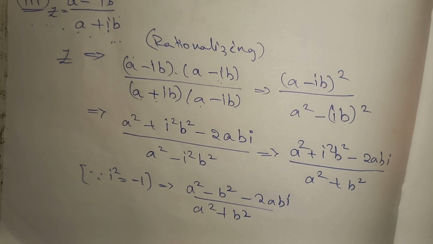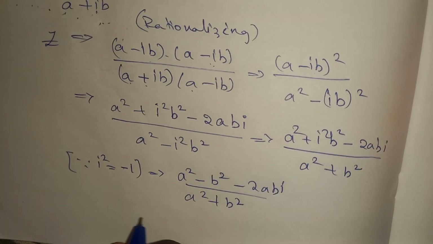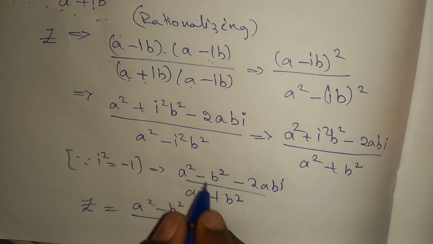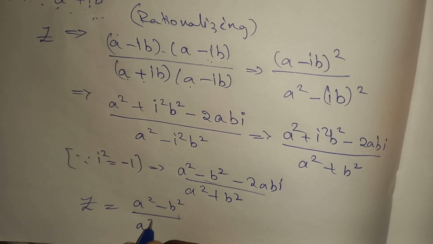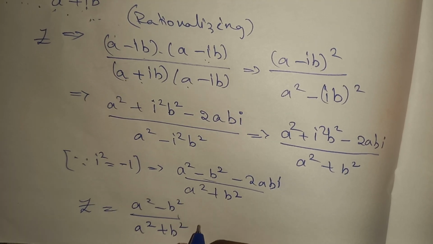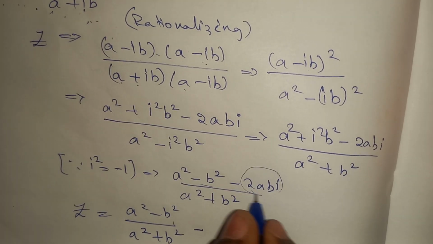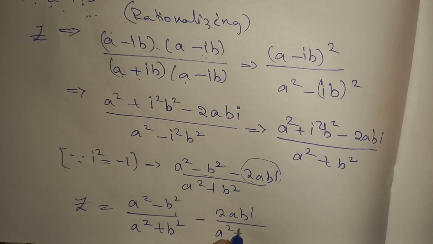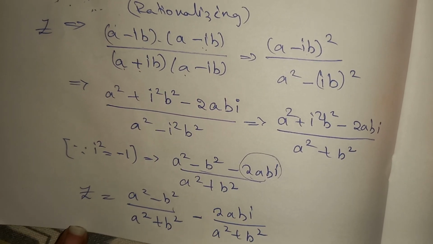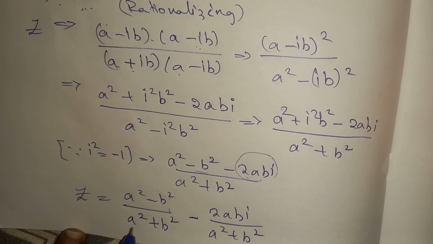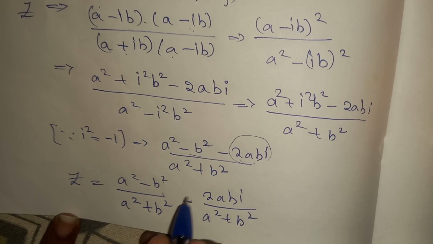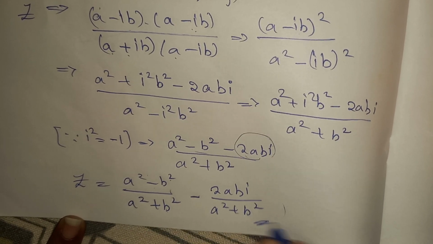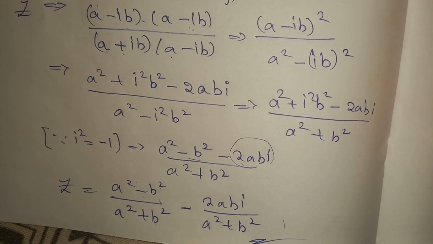Now from this we will separate the real part and the imaginary part. Therefore z equals a square minus b square, this is the real part in the numerator, divided by a square plus b square, minus, this is the imaginary part, so minus 2abi by a square plus b square. You can write it as (a square minus b square) by (a square plus b square) plus of minus this value if you want, that is the a plus ib form, or you can leave the answer like this. So this is the answer.